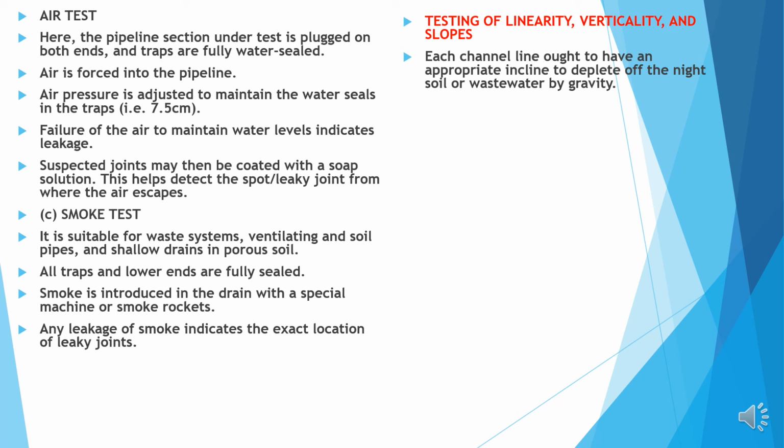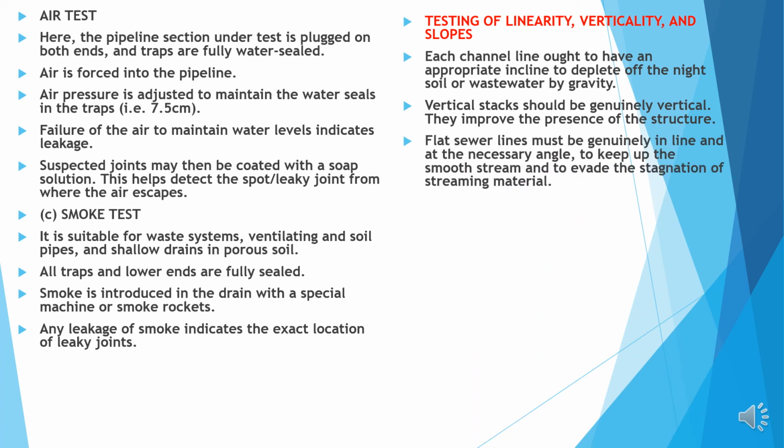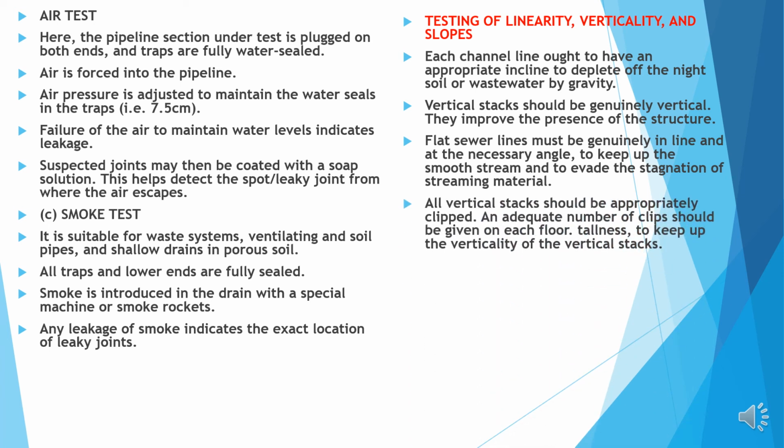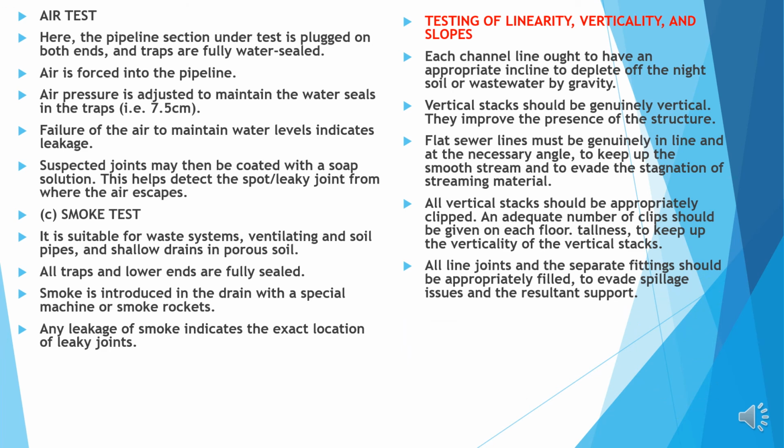Each drain line ought to have an appropriate incline to drain off the night soil or wastewater by gravity. Vertical stacks should be truly vertical. They improve the appearance of the structure. Horizontal sewer lines must be truly in line and at the necessary angle to keep up the smooth flow and to avoid the stagnation of the flowing material. All vertical stacks should be properly clipped. An adequate number of clips should be given on each floor height to keep up the verticality of the vertical stacks.